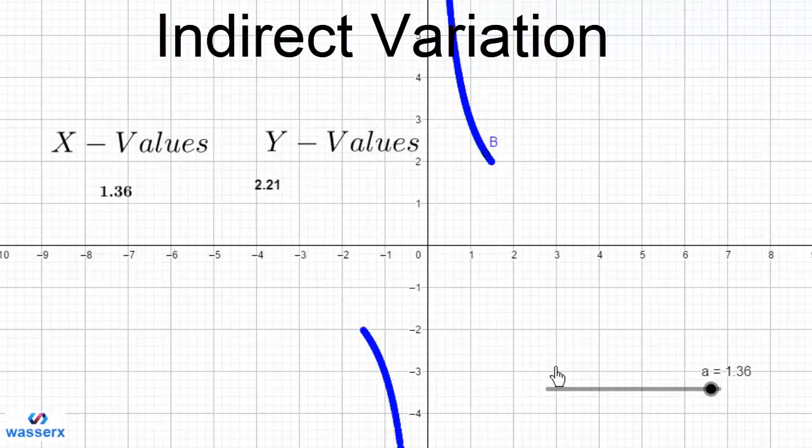So this is what we call an indirect variation, or inverse proportion or variation. Once again, the slope of this graph at any point will be negative.